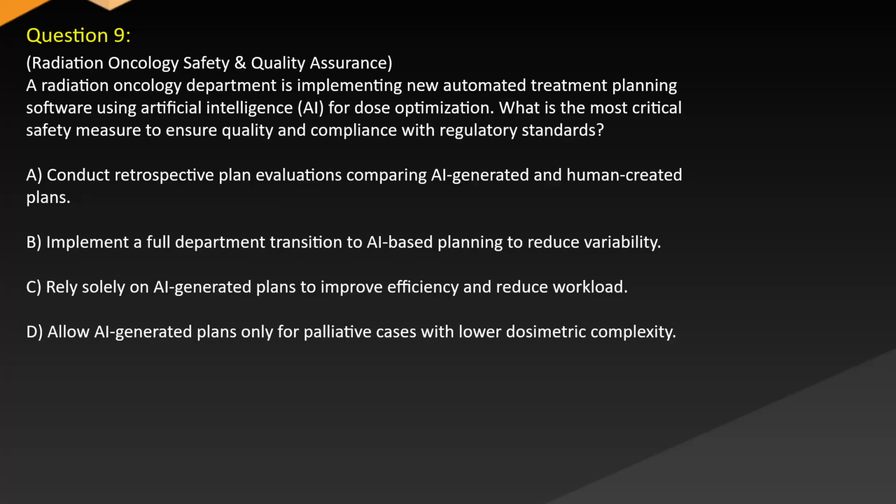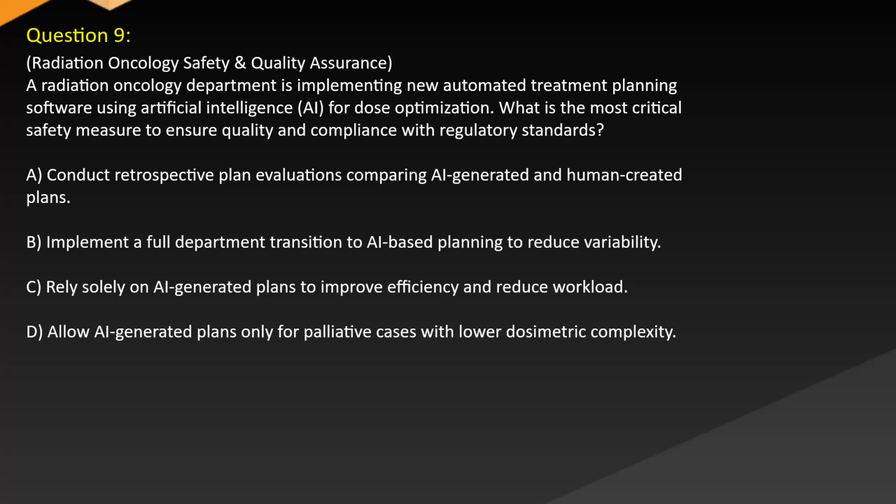Question 9. Radiation oncology safety and quality assurance. A radiation oncology department is implementing new automated treatment planning software using artificial intelligence (AI) for dose optimization. What is the most critical safety measure to ensure quality and compliance with regulatory standards?